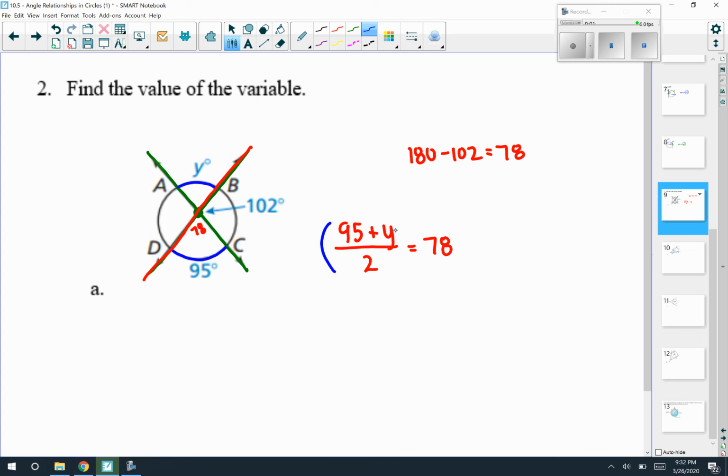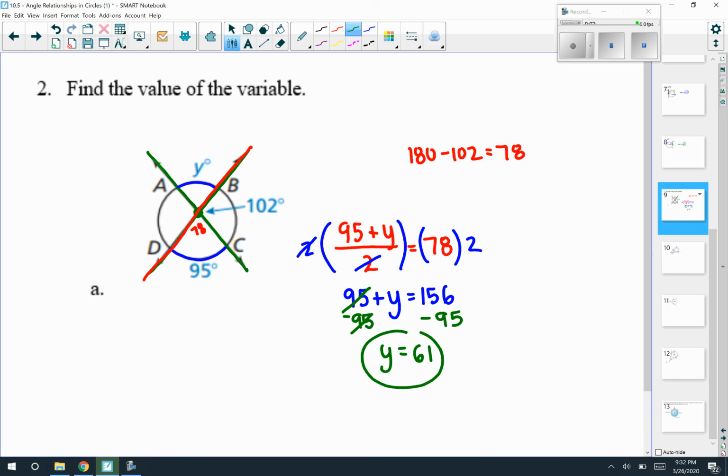Now, solving this, first thing I'm going to do is multiply both sides by 2. So 78 times 2 is 156. So now we've got 95 plus y equals 156. Then I'm going to subtract my 95, which is going to give me y equals 156 minus 95, which is 61. So we know that that arc is 61 degrees.